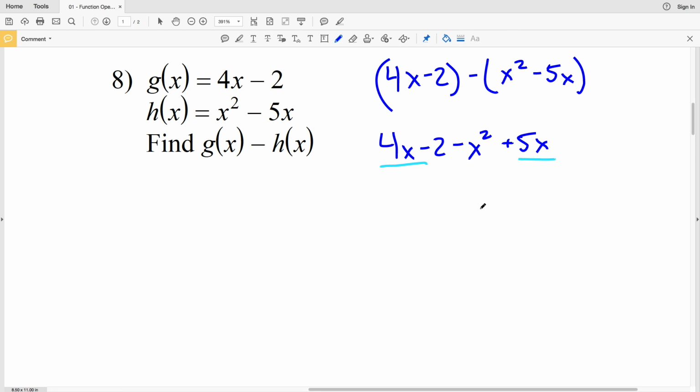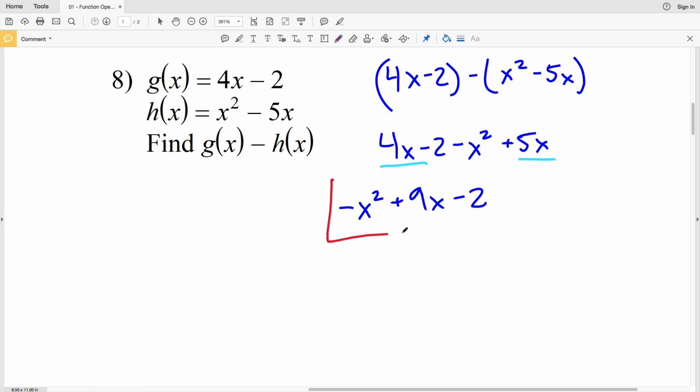Rewriting this so that my highest degree is towards the left and my constants towards the right. So I'll start with negative x squared, then I'll add 4x plus 5x, which is 9x, and then I'll subtract 2.